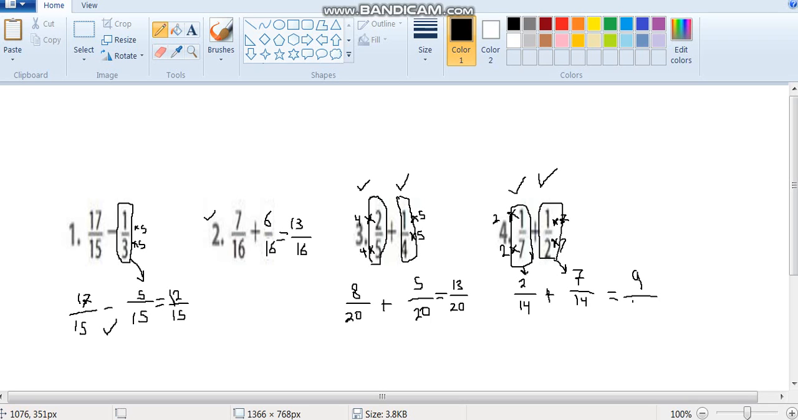Isa, I hope that you understand how to solve these kinds of problems, and you can practice in the next 4 questions, and you have the answer sheet to check your answers.